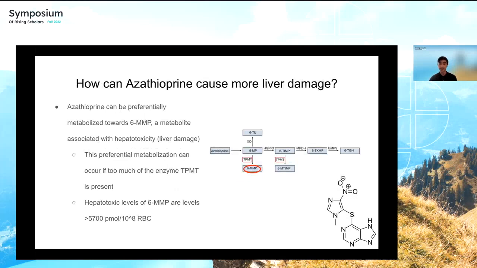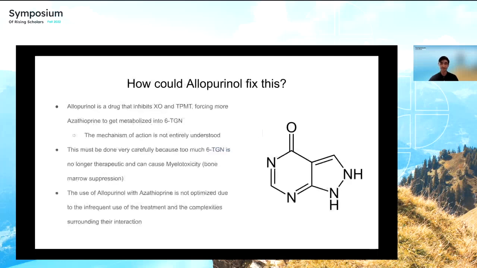In the worst case, azathioprine can also cause more liver damage. When azathioprine is preferentially metabolized towards 6-MMP, this can be problematic because 6-MMP is a metabolite that's associated with hepatotoxicity, which is just a fancy word for liver damage. And this happens if there's too much TPMT present. And again, this will become important later. So I'm going to say that hepatotoxic levels of 6-MMP are levels greater than 5,700 pmoles per 10^8 red blood cells.